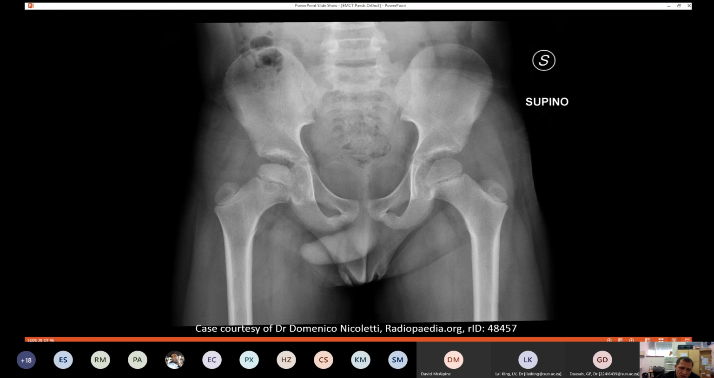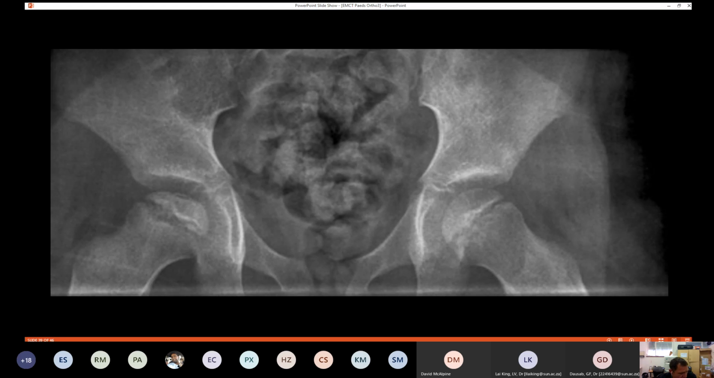And secondly, a child that's been seen and had several diagnoses of transient synovitis, you need to have a careful look at the X-ray and imaging to make sure this is not Perthes that we're missing. This is a close-up X-ray of the same condition.